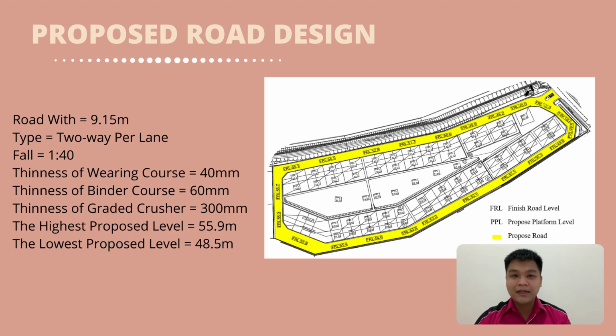For the proposed route design, the layout is showing the finished route level that is proposed by us, and the route width is 9.15 meter, type is 2 way per length. And the thickness of bearing course is 40 mm, the thickness of binder course is 60 mm, and the thickness of grade crush is 300 mm. The higher proposed level in this project is 55.9 meter, and the lower proposed level of this project is 48.5 meter.